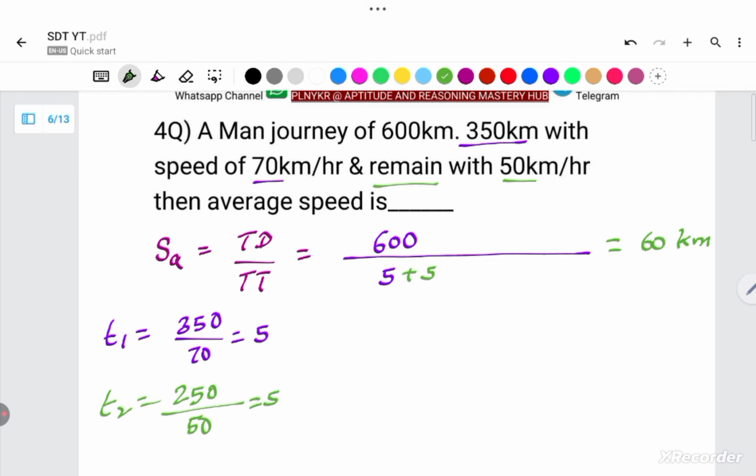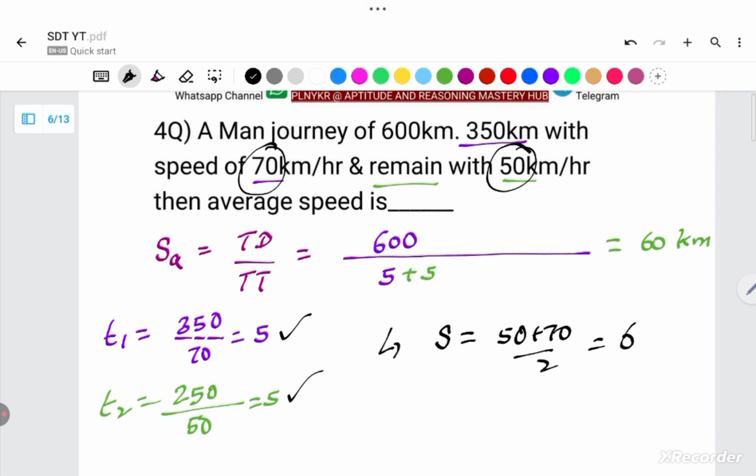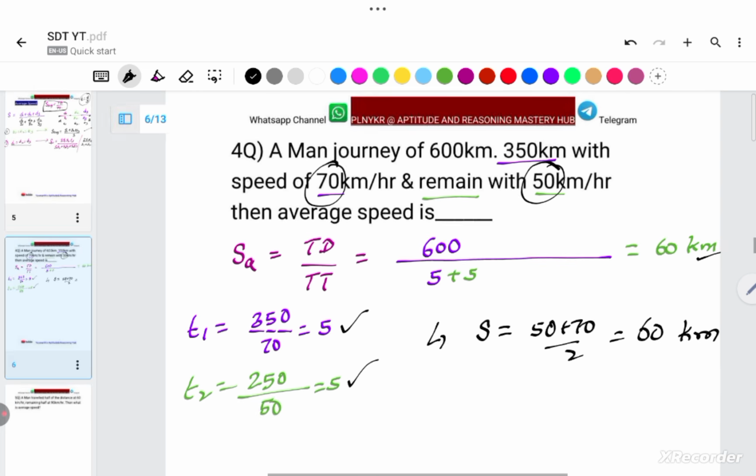Or else, if you observe carefully here, in both cases the time periods are equal. Directly you can apply that the average speed will be the arithmetic mean of their speeds, that is 50 plus 70 by 2. Even in this case we get the same answer, whatever the method you use. Okay, we'll be moving to the next question.